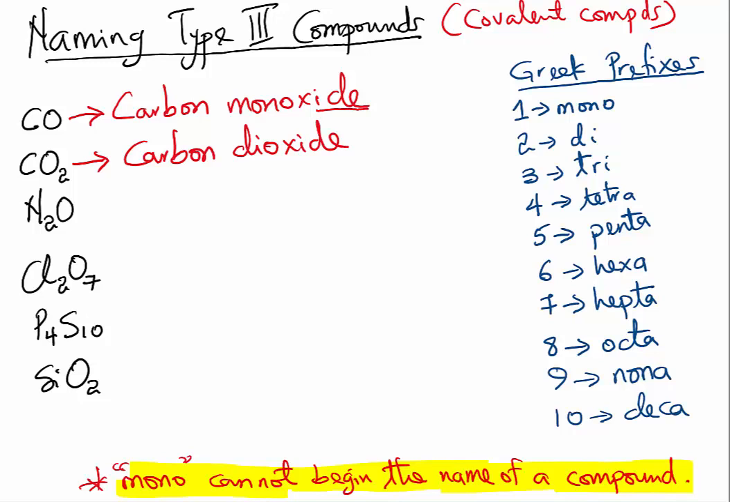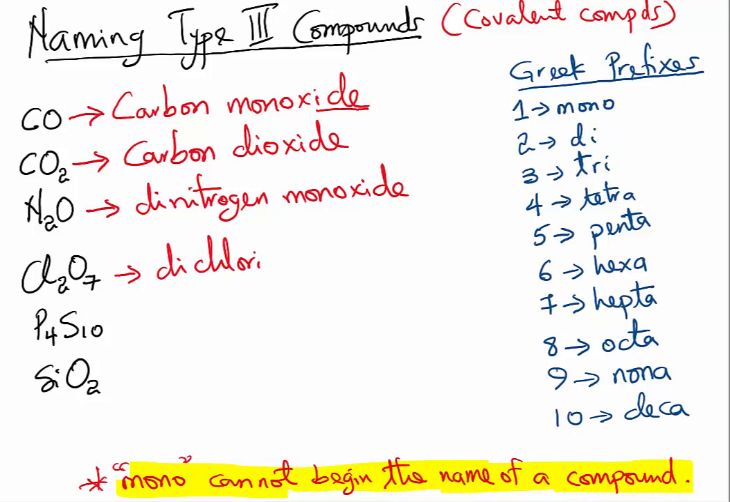Let us take a look at the third one here. We have 2 nitrogen, that will be dinitrogen, and 1 oxygen, monoxide. We have 2 chlorine in the next one, that should be dichlorine, and we have 7 oxygen, and that should be heptaoxide.